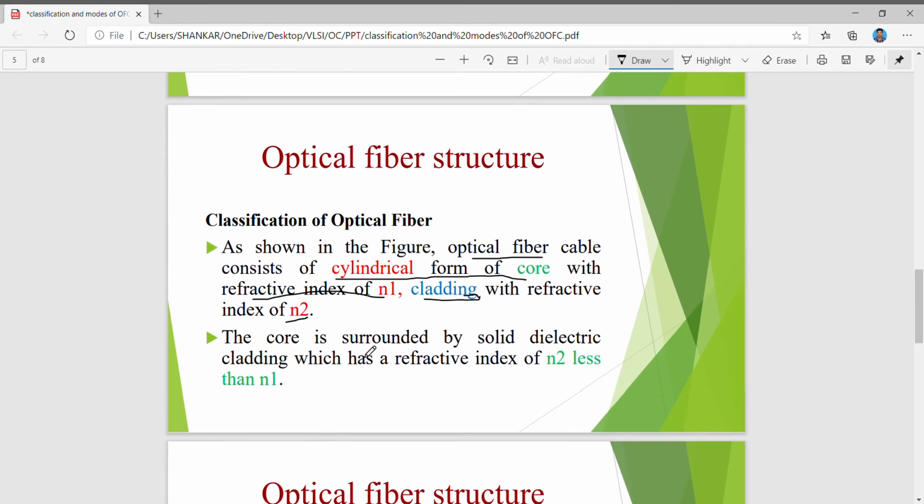The core is surrounded by the solid dielectric cladding which has the refractive index of N2 less than N1. As we have discussed, the refractive index of core is N1 and the refractive index of cladding is N2. The N2 is always less than N1. That means N1, the refractive index of core, should always be greater than the refractive index of cladding.